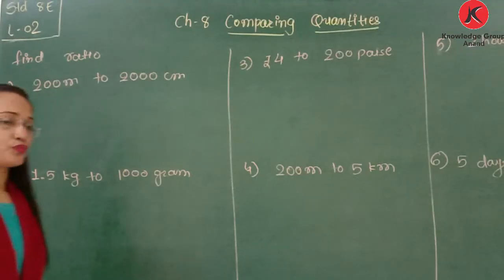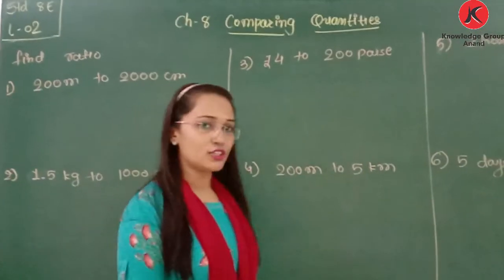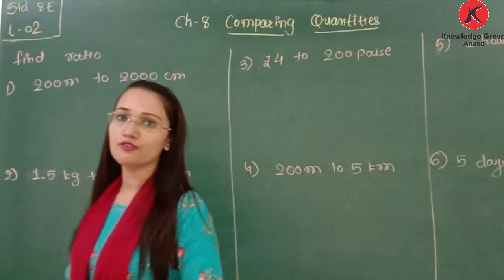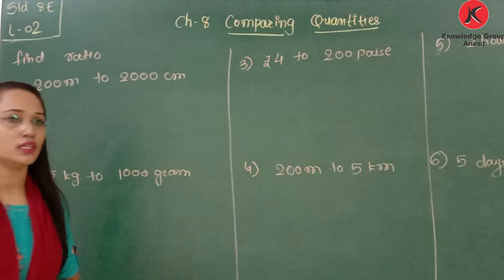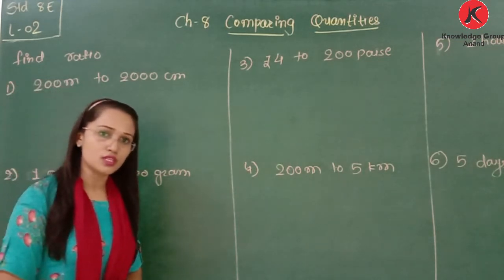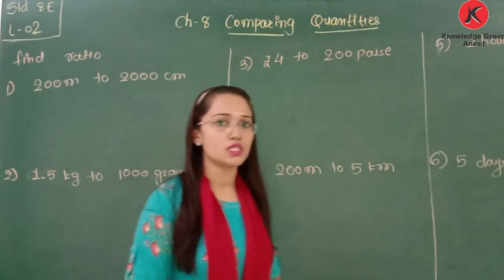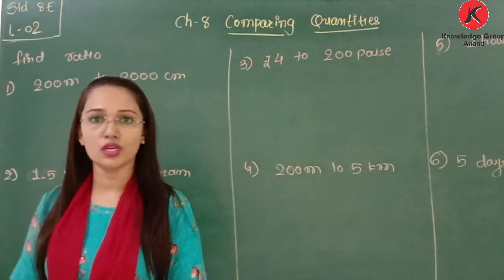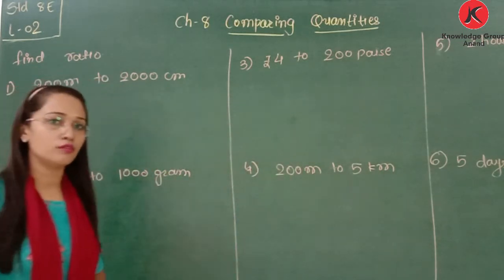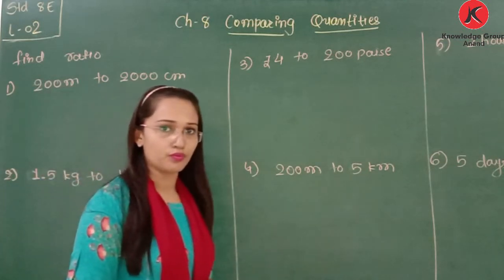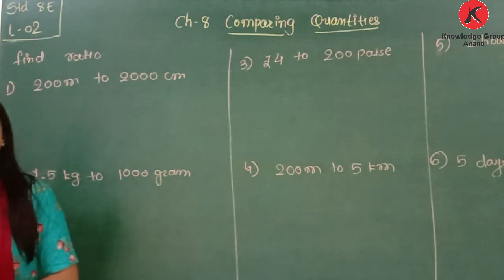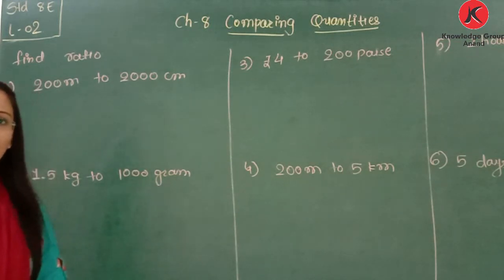Welcome back friends. Previously we started chapter number 8, that is comparing quantity. We learned the first method of comparing quantity, that is ratio. So what is the ratio? Ratio is the method of comparing two quantities using division when units are the same.